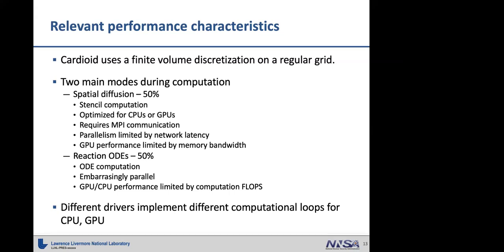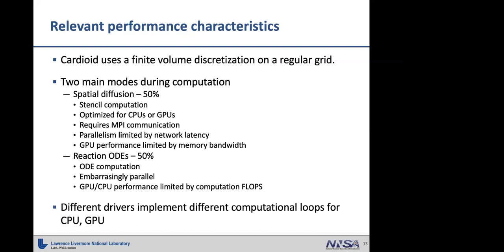We have different implementations of it that are optimized for CPUs and GPUs, and you can switch those out at runtime. This is the part of the code that requires MPI communication. The parallelism seems to be limited by network latency. I know for a fact that when you run this on Ethernet in parallel, it will only scale to say like 4 or 5 processors. You need an InfiniBand switch in order to really take advantage of the small messages that are being sent back and forth. The GPU performance of this portion of the code is limited by the memory bandwidth.